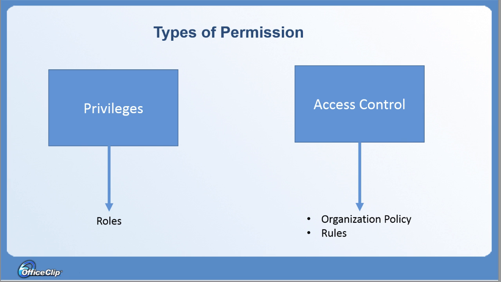Privileges allow administrators to restrict access to certain features in the OfficeClip Contact Manager based on the roles the user belongs to. Access control allows various objects in the Contact Manager, like contacts, accounts, campaigns, etc., to be available to certain groups of users. Access control depends on policy that you create within OfficeClip. We will go through each of these items. Let's first see how to set up privileges.